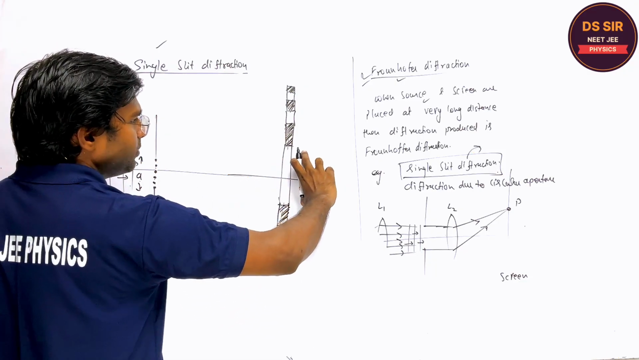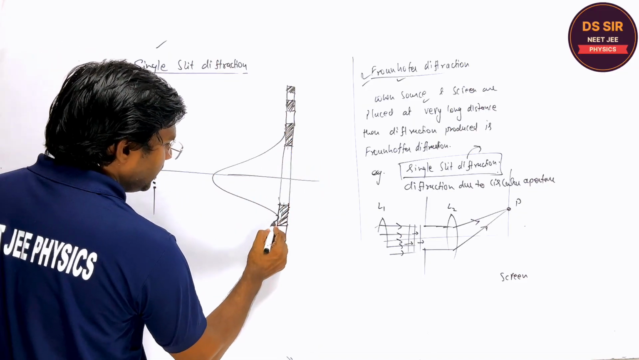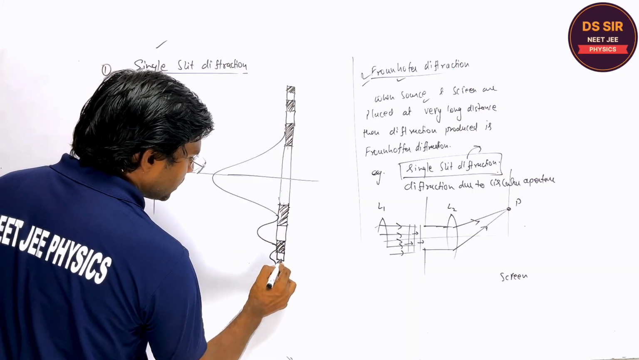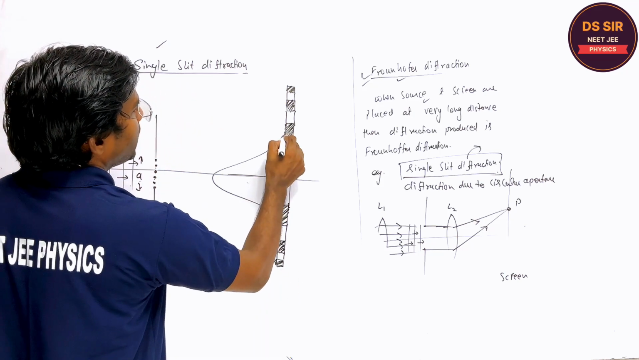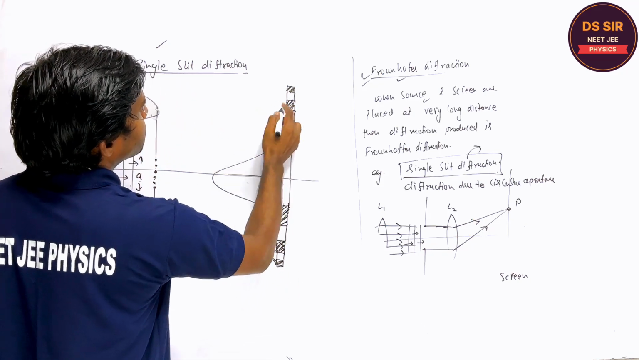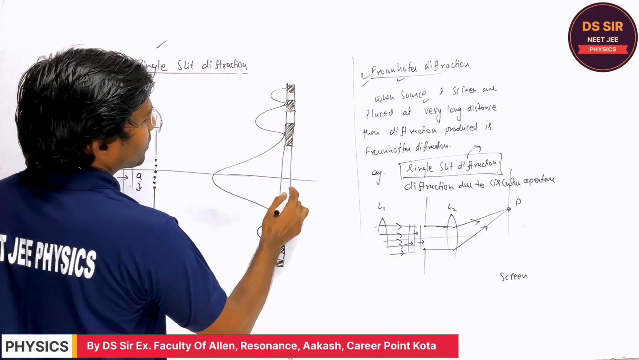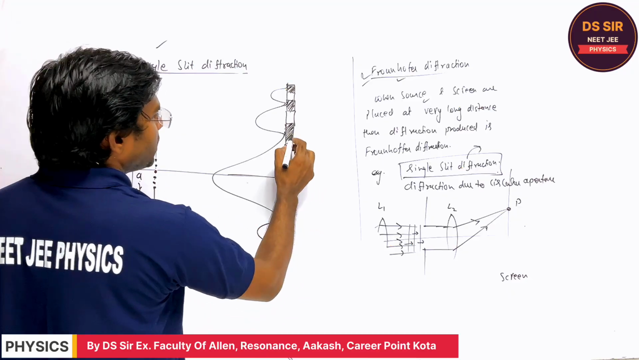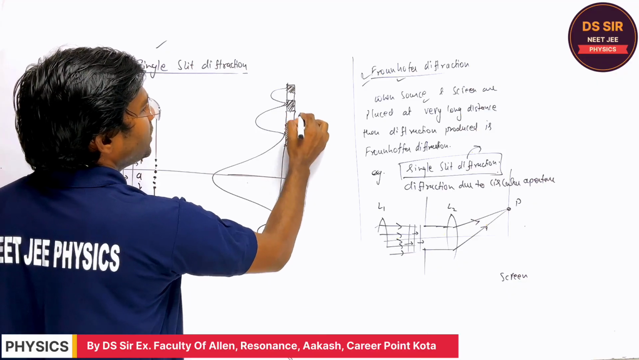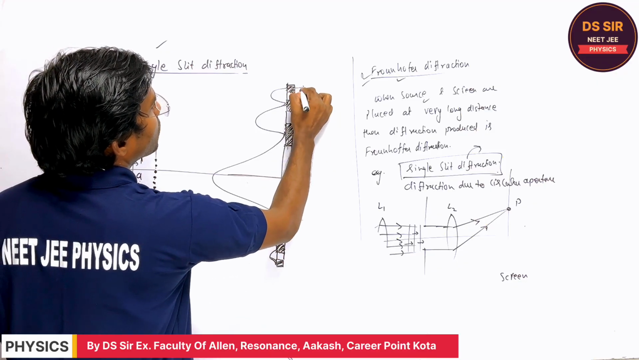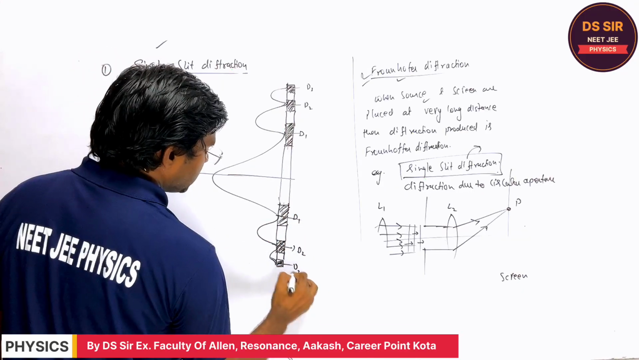Right. So here the intensity is very high, then the intensity reduces, then the intensity reduces. Is it clear or not? On this side also the intensity reduces, then again. Is it clear? This is called the central maxima, right? And this is the first, D1, D2, D3. This is D1, D2, D3. Is it clear or not?